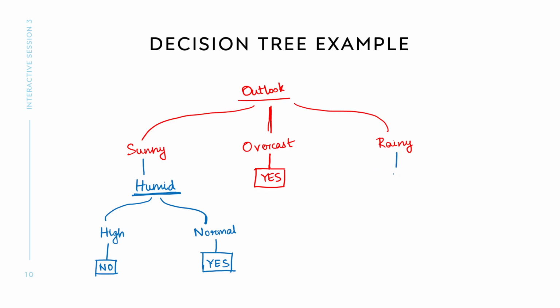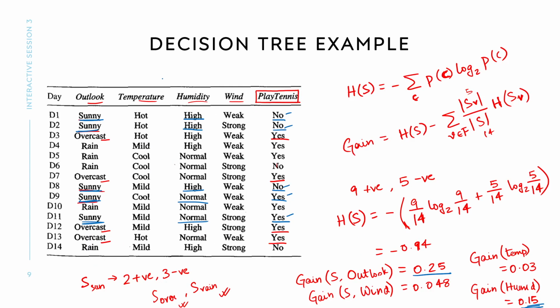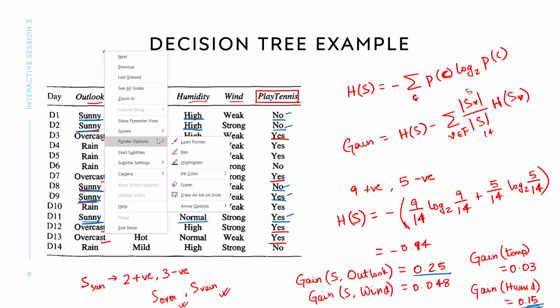Let's move to the rainy side, right? So on the rainy side again, we'll check humidity, because that has the next highest entropy after outlook. So again, it has two options. I'm writing it here: high and normal, right? I will again erase all of these marks.